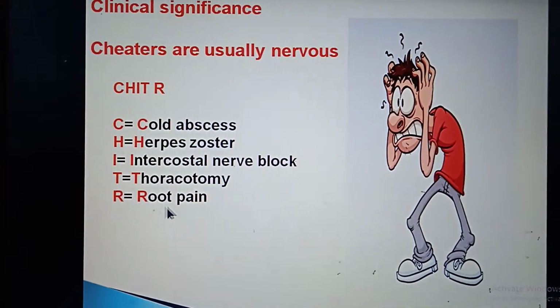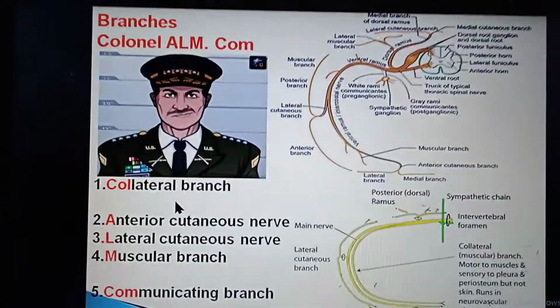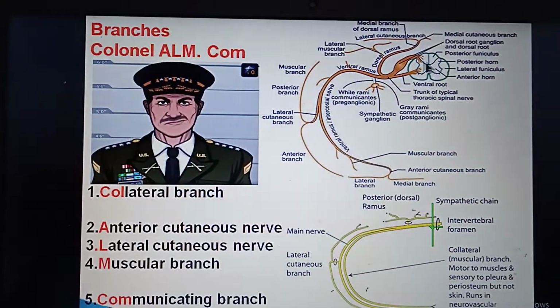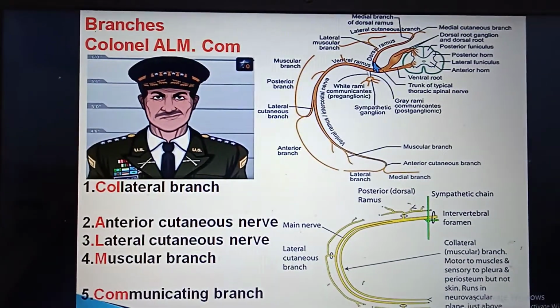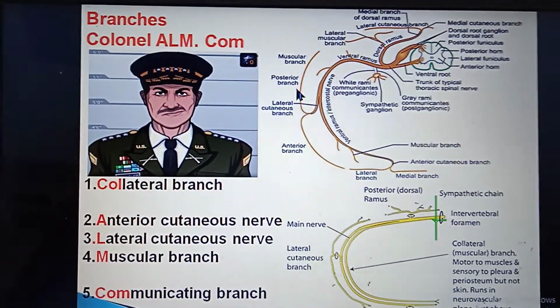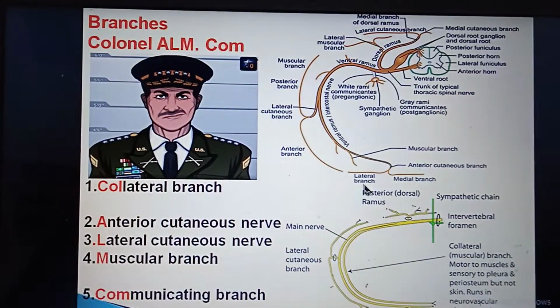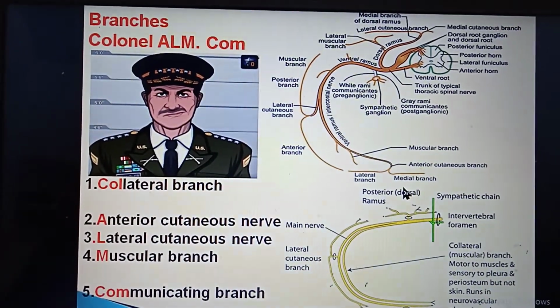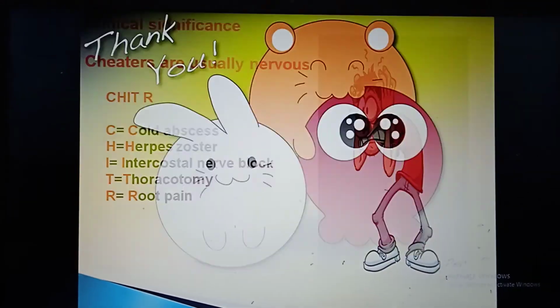And the last one is the root pain. Suppose there is infection of the vertebra, it will irritate the spinal nerve and the rami, so the pain sensation will refer to the cutaneous areas, that is the lateral cutaneous area and the anterior cutaneous areas. That is known as the root pain or girdle pain. Thank you.